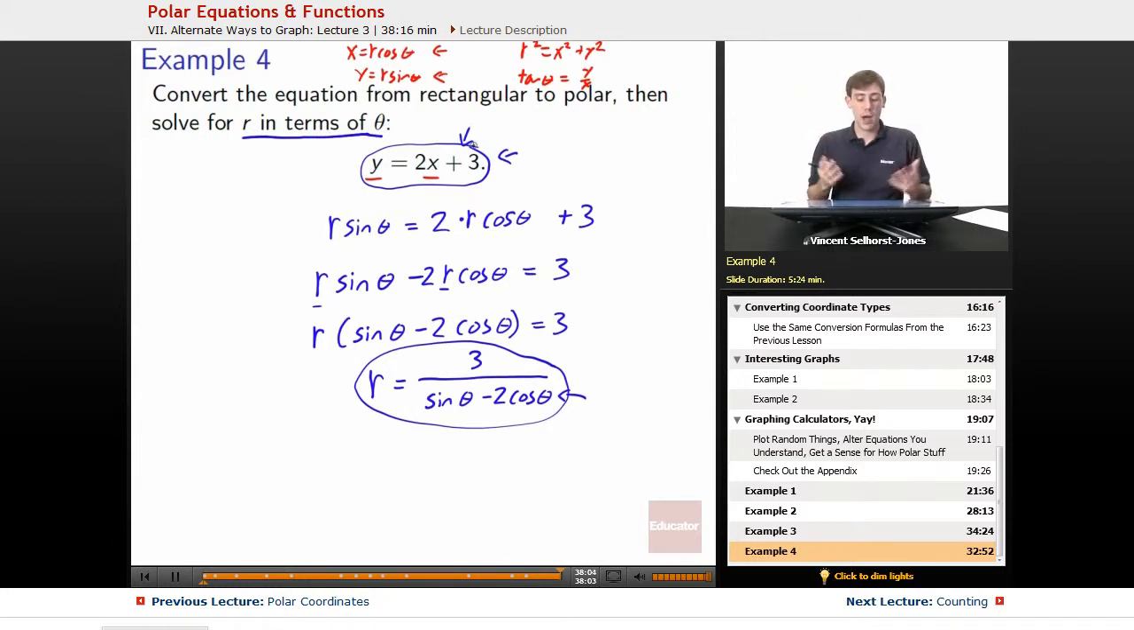So think about that for a while. Try graphing it. Just in general, try to play around with graphing as many polar functions as you can. It will really give you such a great sense of how the stuff is working if you just play with it for a while on a graphing calculator.